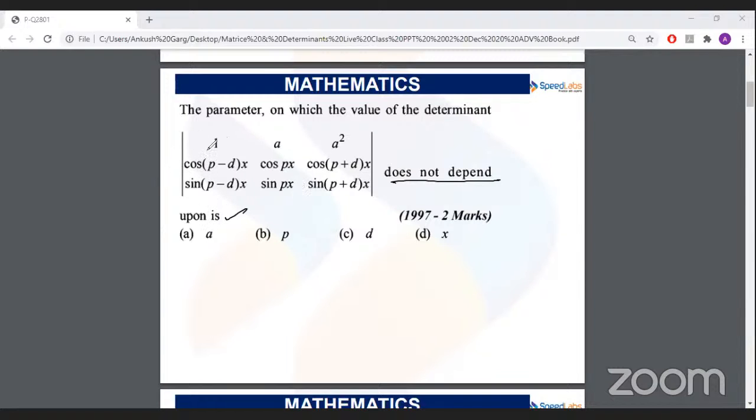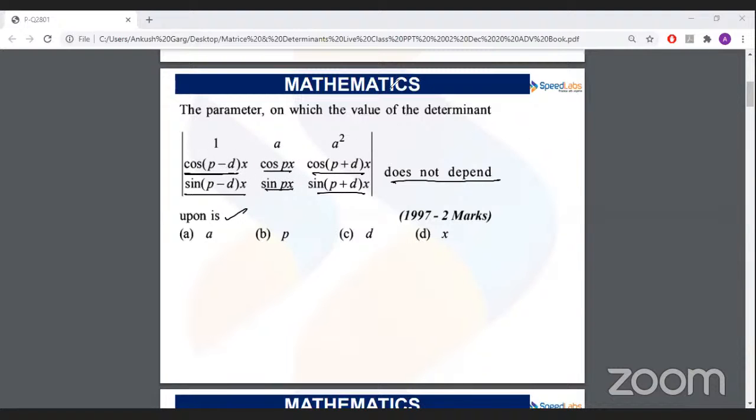Okay, so here in the first row you have 1, a square, and then you have trigonometric functions. Here you have cos of p minus dx, cos px, cos p plus dx, sin p minus dx, sin px, and sin p plus dx. Again, we'll apply some operations to simplify this determinant value. You can't simply expand it because it will be very lengthy.